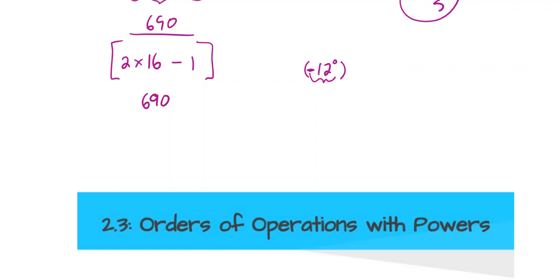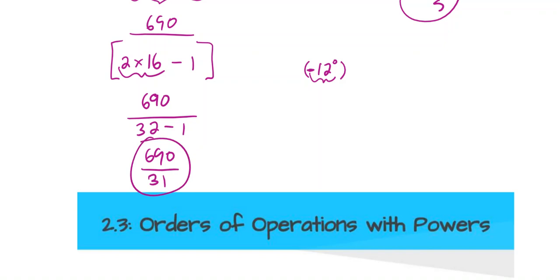All right, 690 over... Okay, according to BEDMAS, what do I do first? Brackets. So we're going to do 2 times 16. So that's going to be 32 minus 1. So then 690 divided by 31. And that might be as low as we can go. So you'd actually just leave your answer like that.